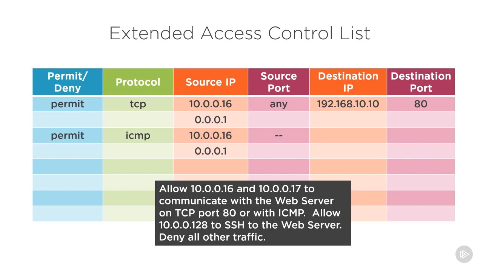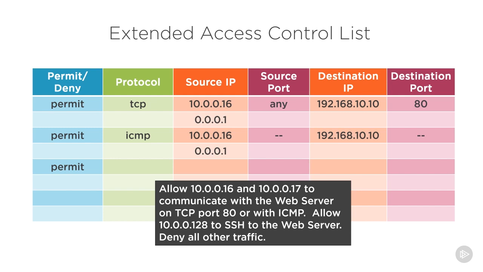Why not? Well, ICMP does not use TCP or UDP. So because it doesn't use that layer 4 protocol, there is no port number. So we can't even specify one if we wanted to. Our destination IP address is our web server at 192.168.10.10, and we also do not have a destination port number. So this rule will now allow traffic from 10.0.0.16 or 17 to ping 192.168.10.10.